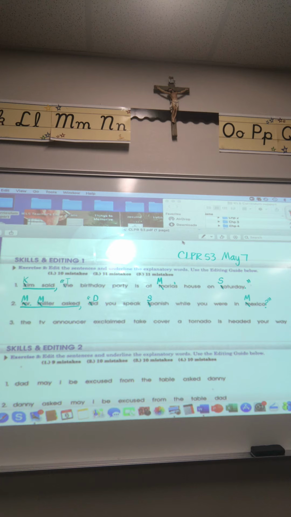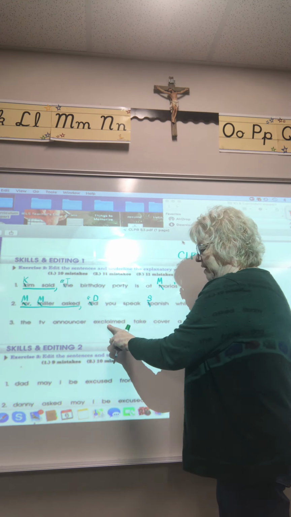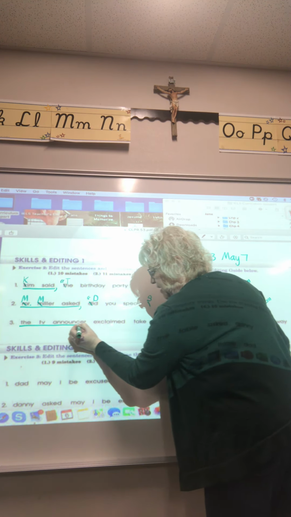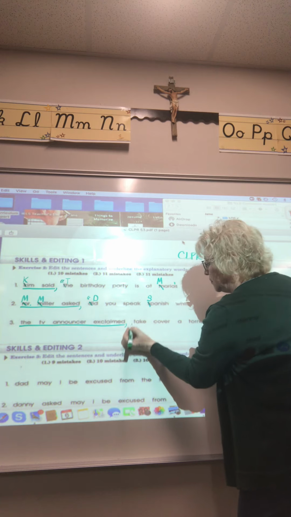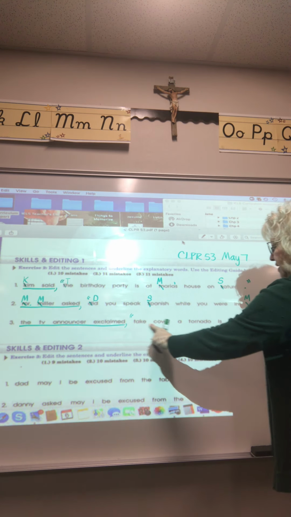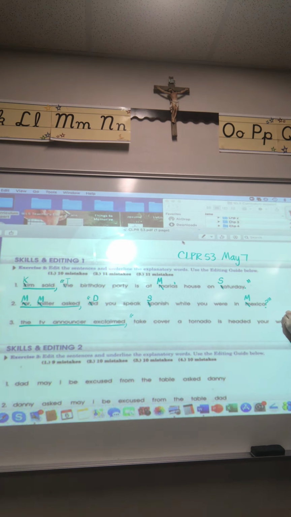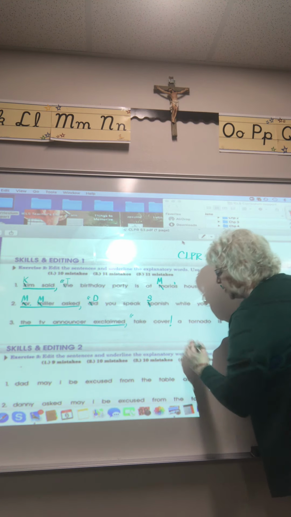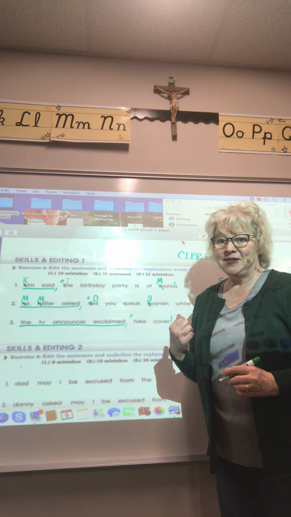Last sentence. The TV announcer exclaimed, "Take cover! A tornado is headed your way!" Exclamatory. Can you tell that because of this word, exclaimed? So our telling part is the TV announcer exclaimed, and we have a comma. Then these are the words that he said. Take cover, a tornado is headed your way. Now, this is actually two sentences put together. The first sentence that he says is, "Take cover!" And so we have an exclamation point. Because he would say this in a pretty exciting way, wouldn't he?